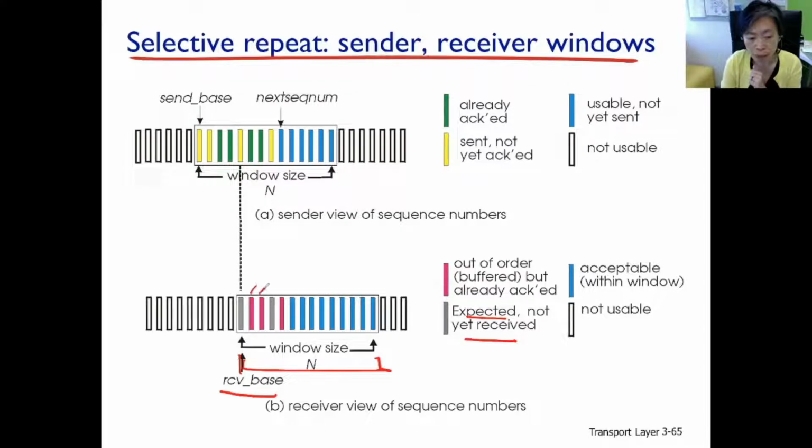And there could be a number of these pink packets around. So these are the packets arriving okay, but out of order because there's a gap before it. So those are the out of order buffered packets. The blue ones are reasonable packets that are expected next. The black ones are just not possible. So if we receive packets after receive base plus n, we'll just treat these as maybe hackers injected packets, spoofed packets, things like that.